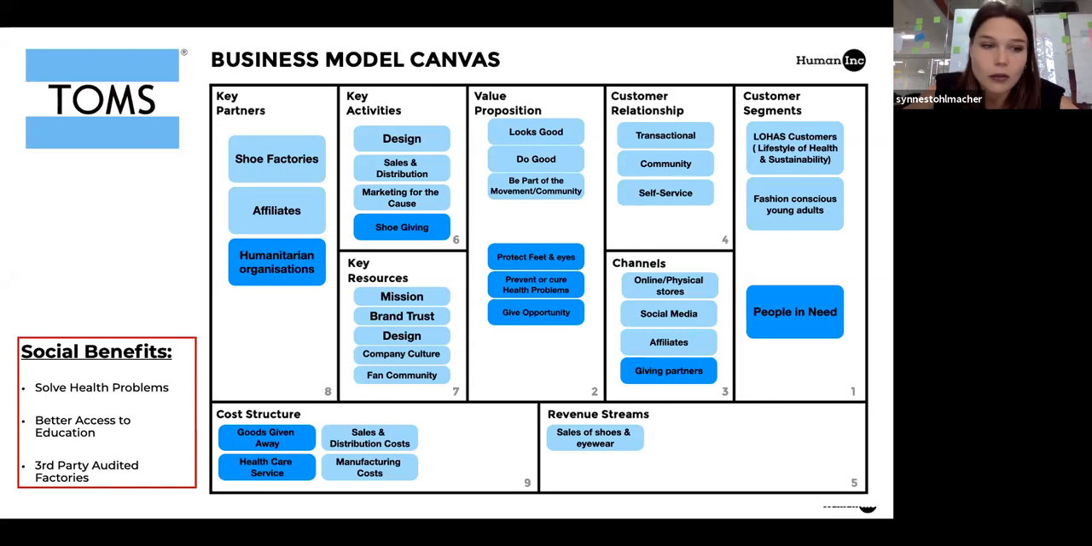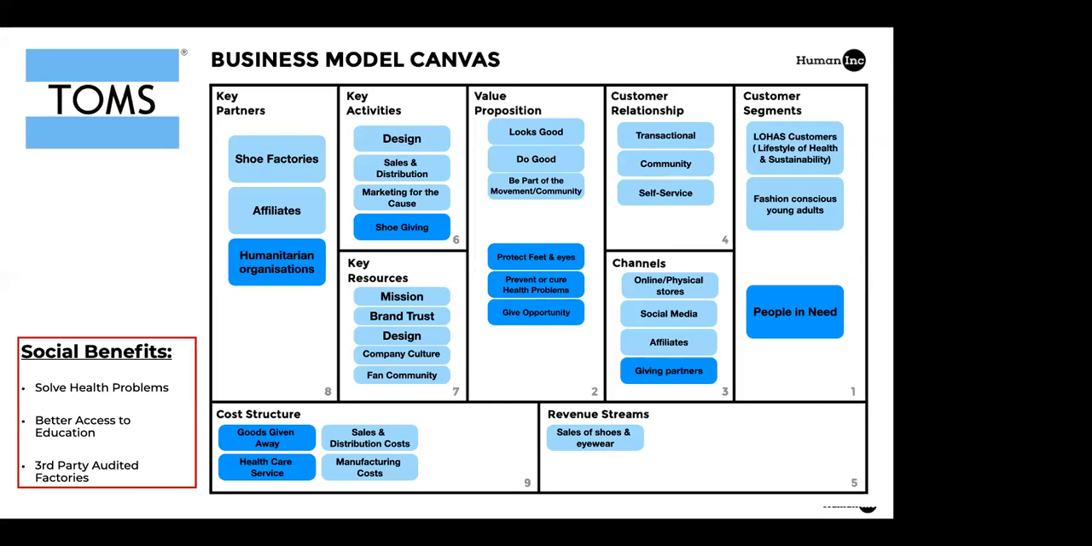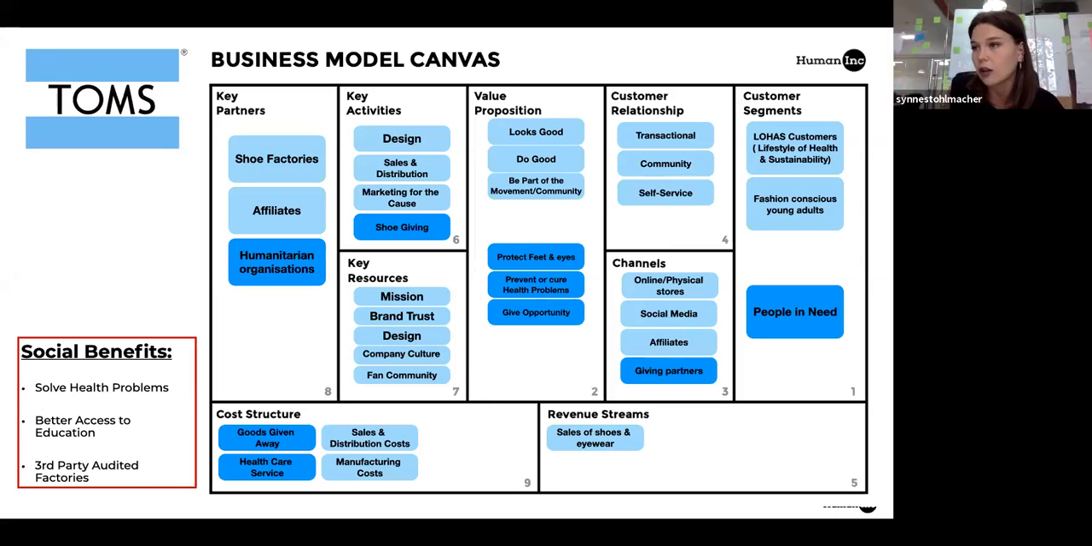The social benefit from TOMS is that they're helping solve health problems. They're giving better access to education because people have shoes so they can actually walk to school. It sounds simple, but that's actually the reality in a lot of different countries. They also use what we call audited factories. All the factories that they work with have good labor conditions and so on, so they make sure that every part of the value chain is trying to give back and do good to the community.